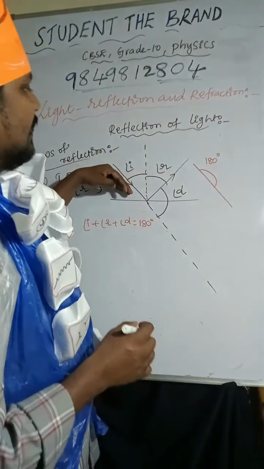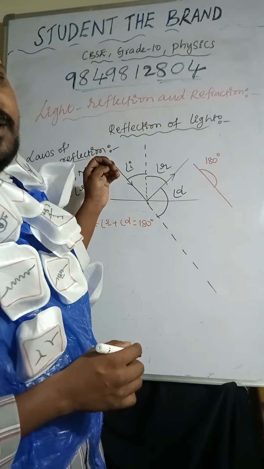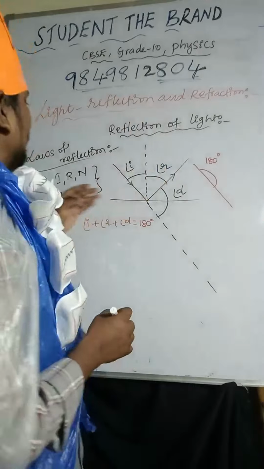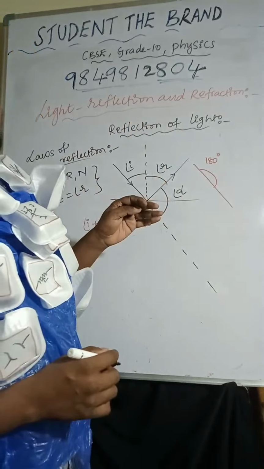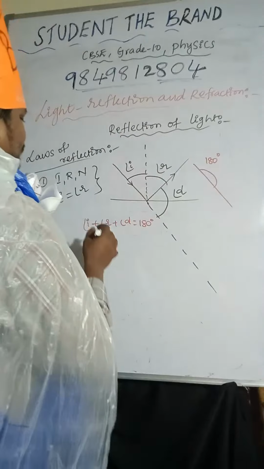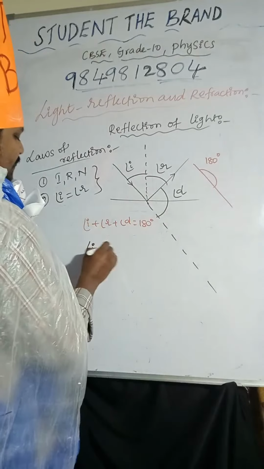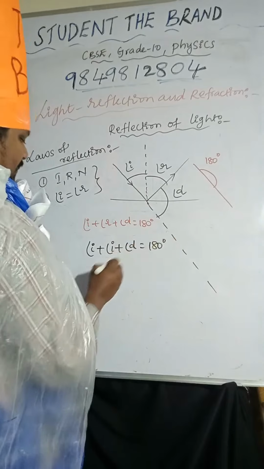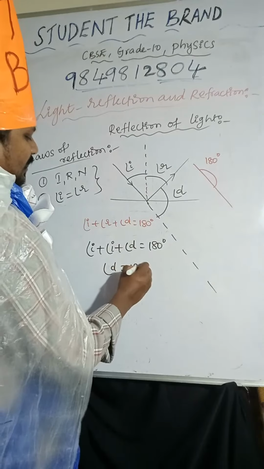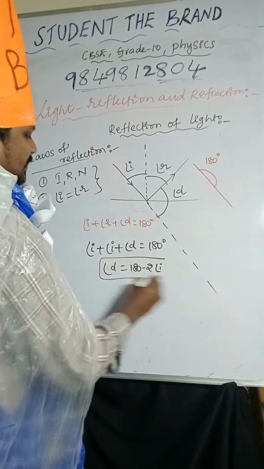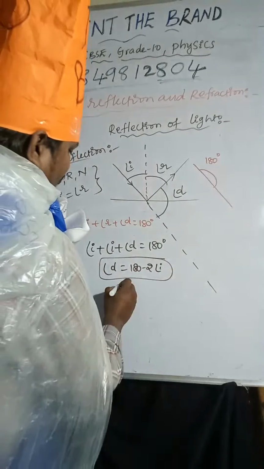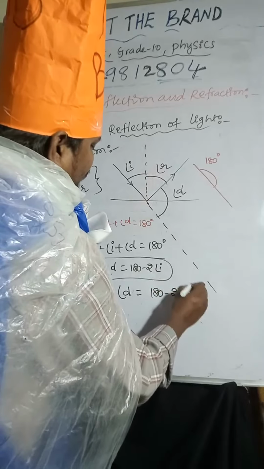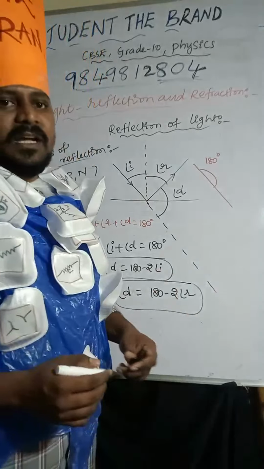Once again, the incident ray, reflected ray, and normal line lie in the same plane, and the angle of incidence is equal to the angle of reflection. So from that, angle of incidence plus angle of reflection plus angle of deviation equals 180 degrees. So angle of deviation equals 180 minus 2 times the angle of incidence. And also we can write angle of deviation equals 180 minus 2 times the angle of reflection. I hope it is very clear to all.